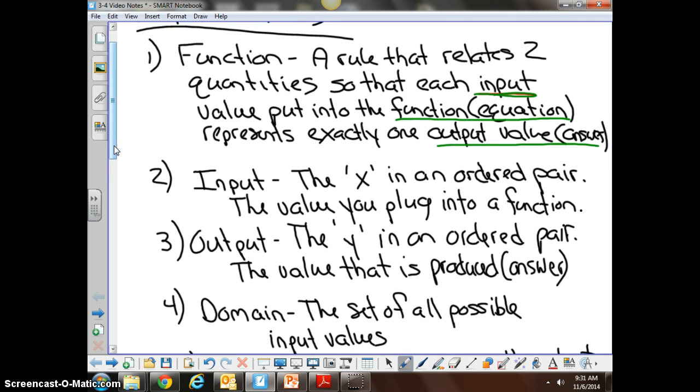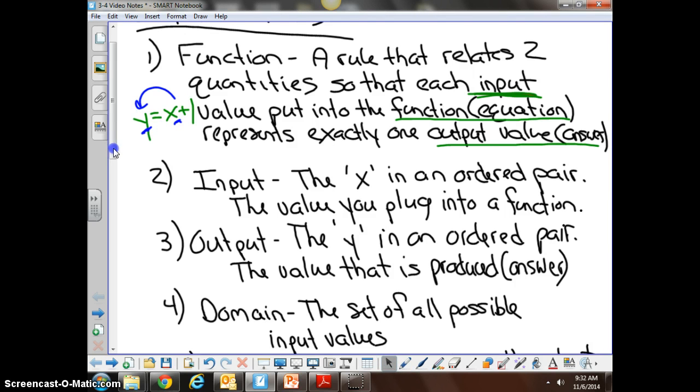An input is the x. When you have an ordered pair x, y, the input is going to be the x. So when we look back up here at the definition for function, the input value is going to be the x value. It's going to be the value you're plugging into an equation. So when you have an equation like y equals x plus 1, the x is going to be your input value, and the y will be your output value, which is number 3. The y in an ordered pair is the value that is produced, the answer. So as you can see here, the y is going to be your answer, and the x is going to be your input so that you can get that answer.